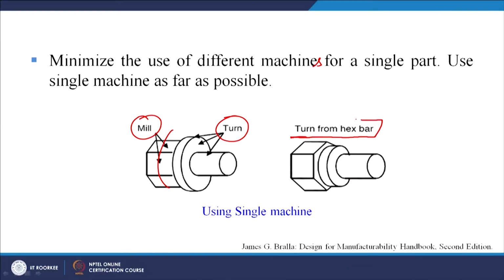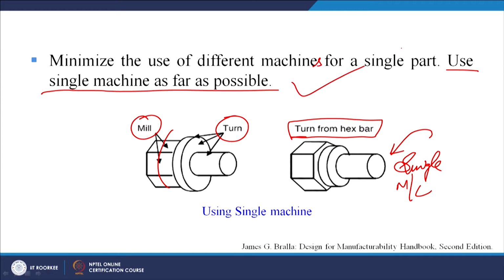Here it is being chosen, turned from a hexagonal bar. So if we take the hexagonal bar, this can be made on a single machine only, whereas this may require two different machines. So minimize the use of different machines for a single part. Use a single machine, very good guideline. Use a single machine as far as possible. We can very easily make this product.